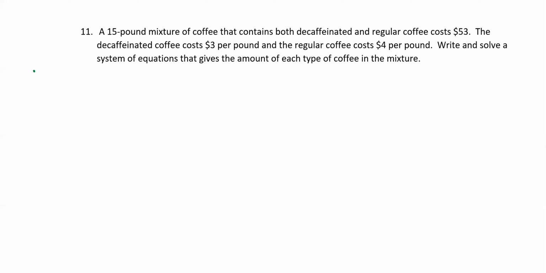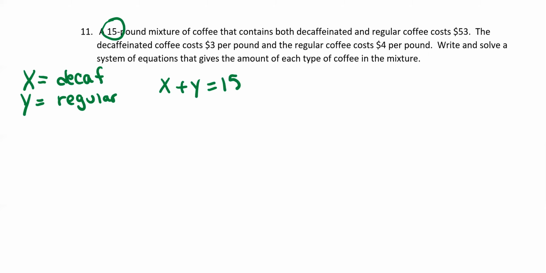So we have 2 kinds of coffee. I will let X be the decaf and Y be the regular. We know that we need 15 pounds total. So X plus Y equals 15. And we know that it's $3 per pound for decaffeinated. So 3X plus regular coffee is $4 per pound. So 4 times Y is equal to 53.